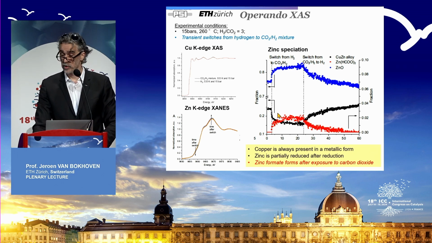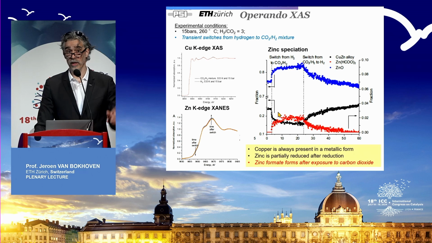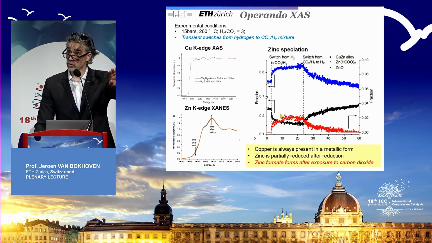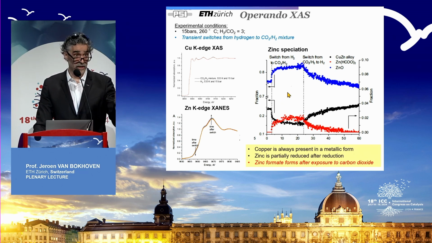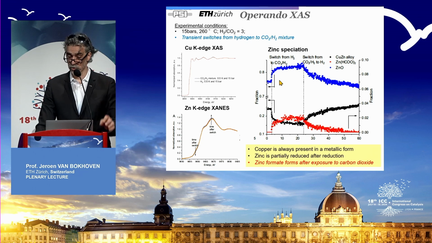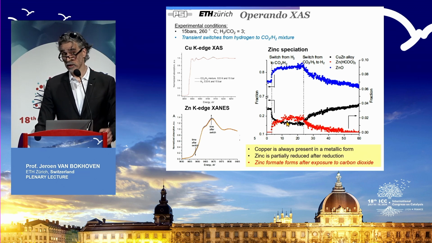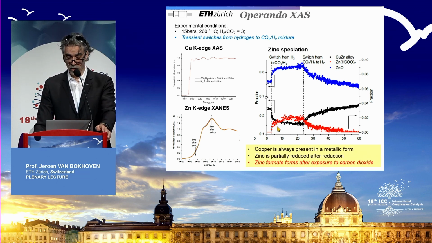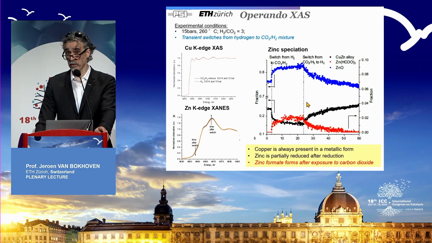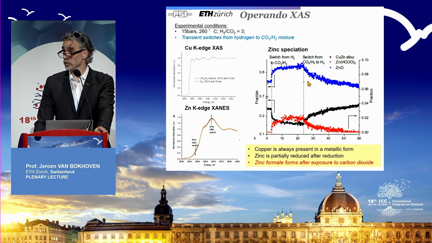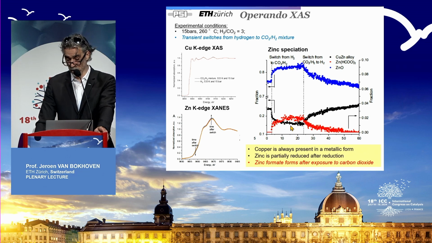The moment that we switch on the carbon dioxide, so we now switch to hydrogen and carbon dioxide, catalytic conditions, that's where the conversion starts. There's the formation of zinc oxide, and the copper-zinc alloy is largely decreasing. And very interesting, there's a small remainder in the spectrum that we couldn't assign to zinc oxide or to zinc copper alloy.